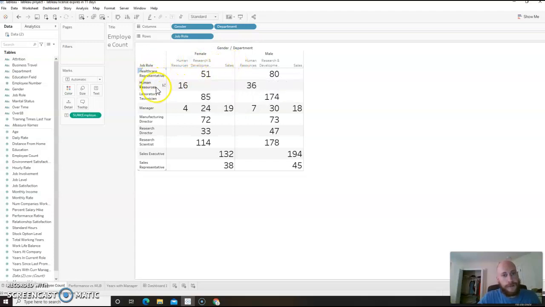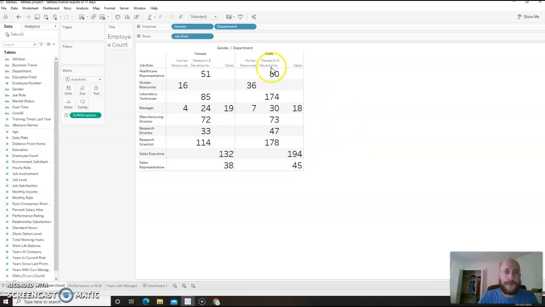And then over here we have our job roles. So for example, I know that I have 24 female managers that work in R&D, whereas for the men I have 30 managers that work in R&D. Or I know, for example, that I have 132 sales executives that are female, and I know that I have 194 sales executives that are male.